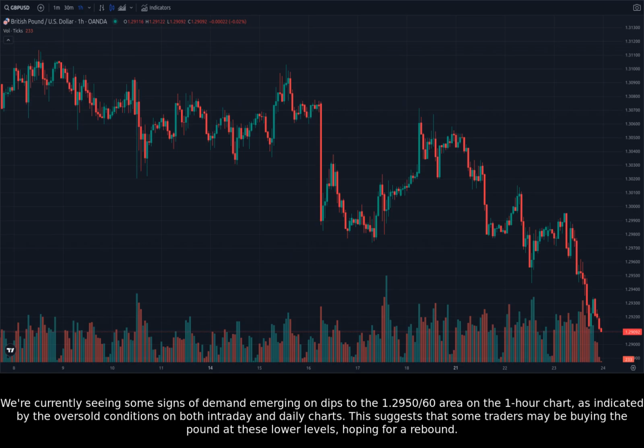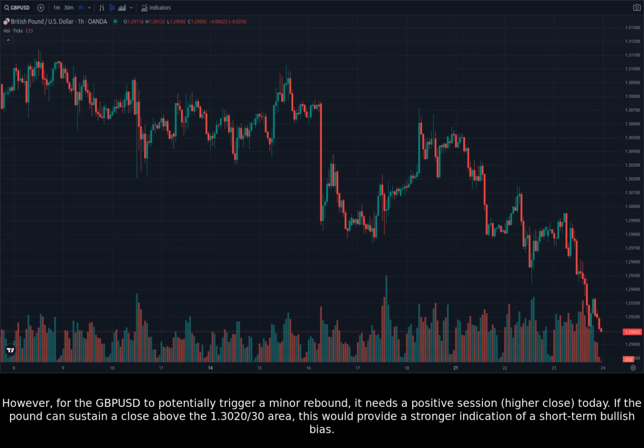We're currently seeing some signs of demand emerging on dips to the 1.2950/60 area on the 1-hour chart, as indicated by the oversold conditions on both intraday and daily charts. This suggests that some traders may be buying the pound at these lower levels, hoping for a rebound. However, for the GBPUSD to potentially trigger a minor rebound, it needs a positive session, higher close, today. If the pound can sustain a close above the 1.3020/30 area, this would provide a stronger indication of a short-term bullish bias.